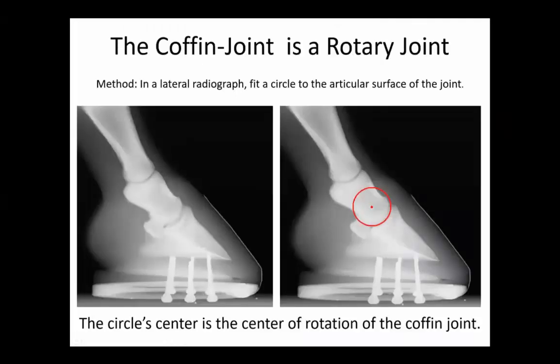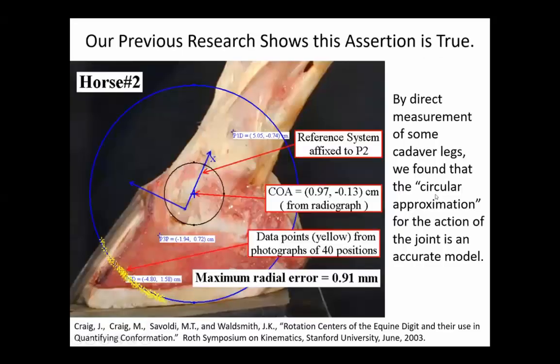I'm not sure if I'm going to have time for everything in my presentation, but let me just point out, as I mentioned before, there is a way to find the center of articulation by fitting a circle through the articular surface. The center of that circle is the center of rotation of the coffin joint. We did a study years ago and dissected cadavers and did a brute force biomechanical measurement, and we sort of proved that that assertion is true. What we proved is that the center of that circle, as found in a lateral radiograph, is within about 1 millimeter of the biomechanical rotation center. So anyway, you could look up this paper reference at the bottom if you wanted.